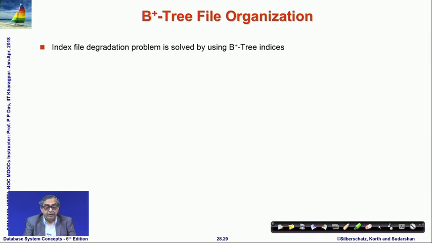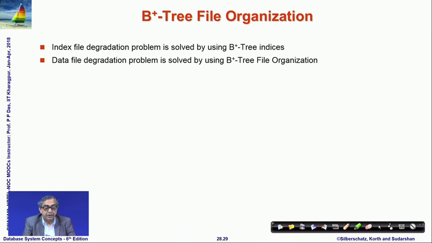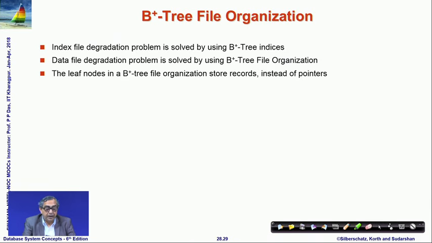So, B plus tree file organization takes care of the degradation problem in terms of the index files, which would have happened if we had used pure ordered indices like the index sequential access method for storing the index files. So, that is now taken care of, and even the data file degradation problem can also be solved by using B plus tree organization. So, it can be used for both maintaining the index as well as the actual data file, and the leaf nodes in the B plus tree file organization store the records instead of pointers.